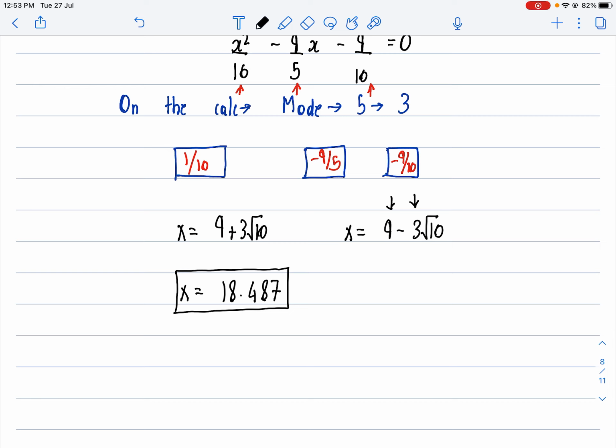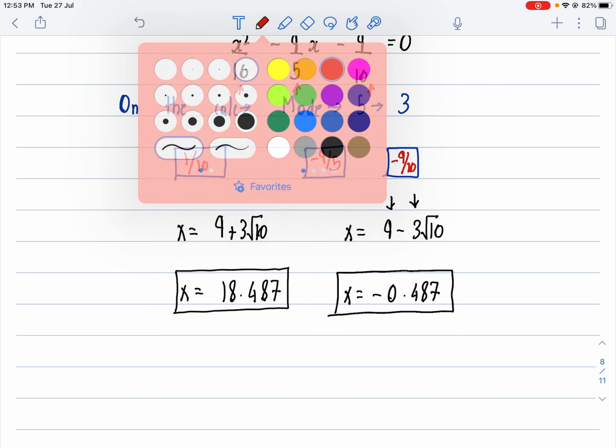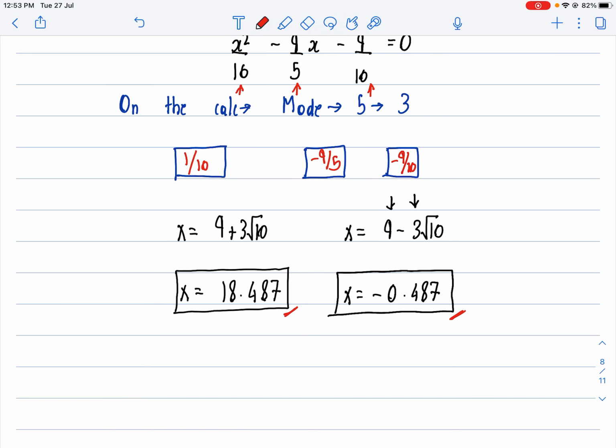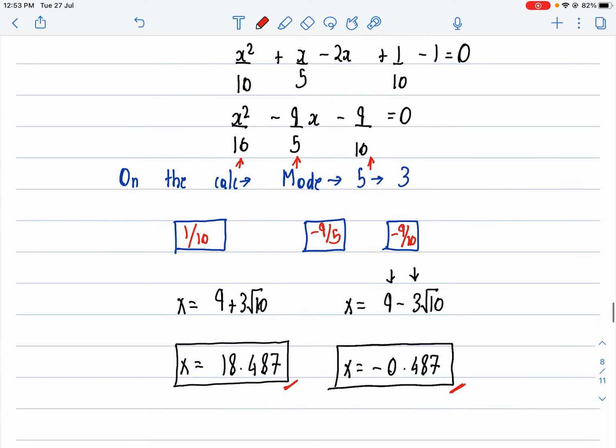You don't get a negative answer. You never get log of a negative number. You get a positive value. So you can simply just write this as x equals to 9 minus 3 root 10 is basically minus 0.487 to 3 decimal places. So as you can see, both the values which you have are satisfying the equation.